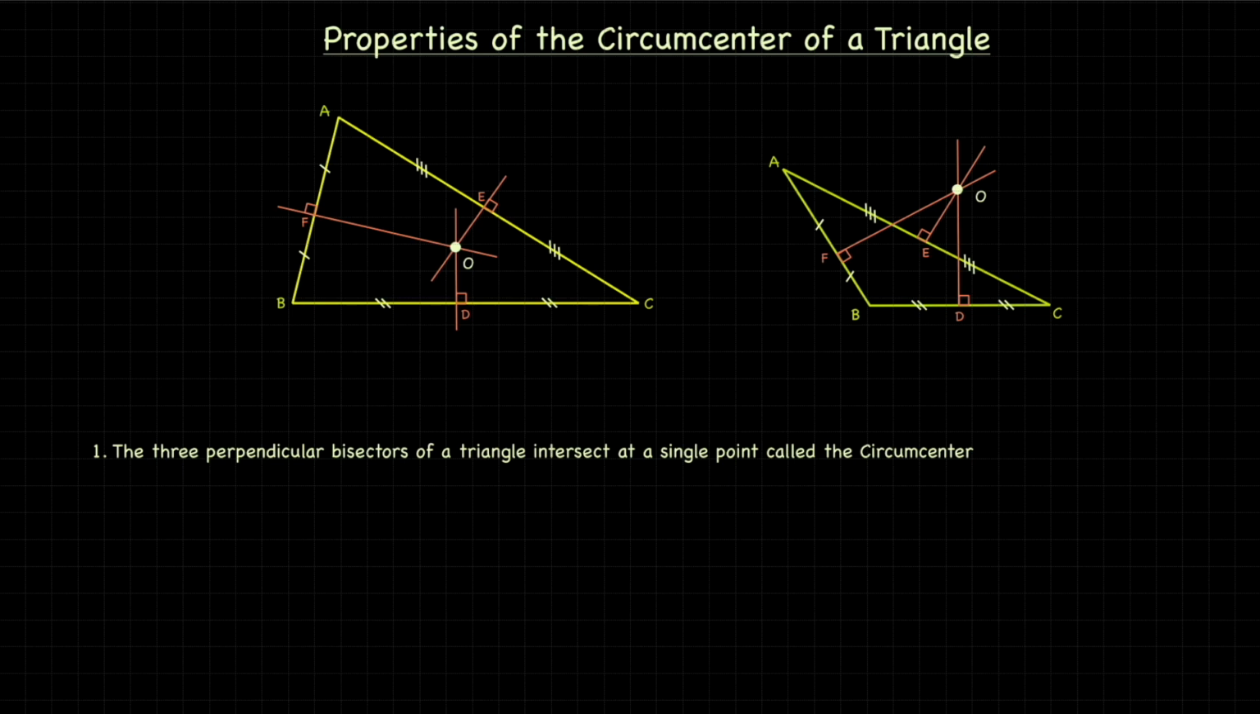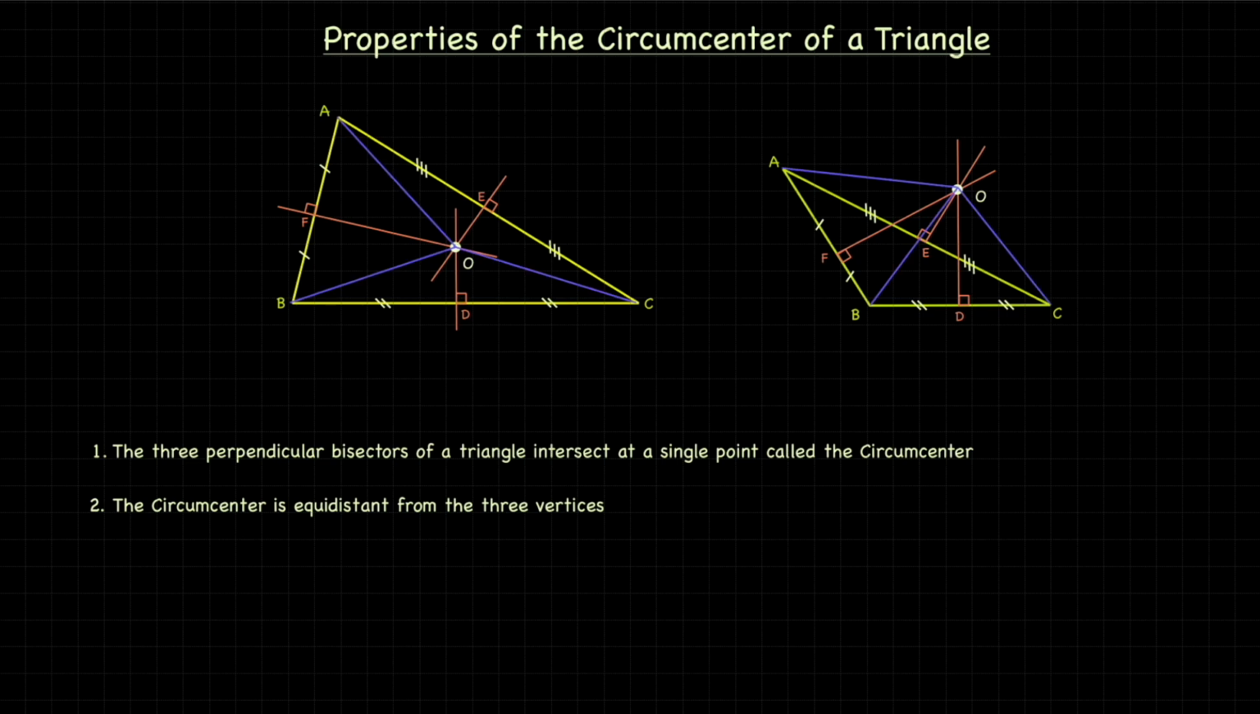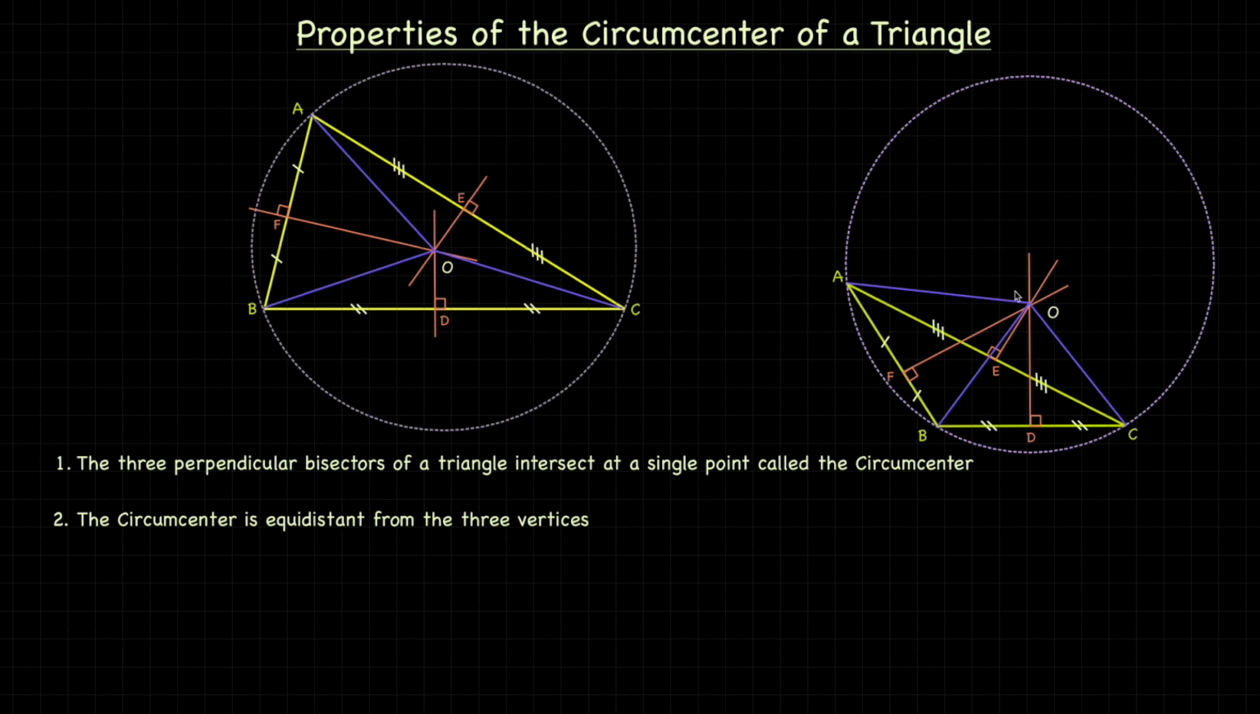The second property that we're going to prove is that the circumcenter is equidistant from the three vertices of the triangle. In this example, the three purple lines are all the same length. Since the distance from O to all three vertices is the same, it means that a circle can be drawn with O as center and this length as the radius. This circle is called the circumcircle, and it will completely enclose the triangle.